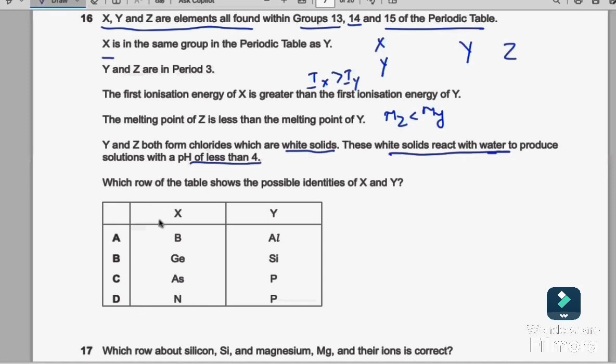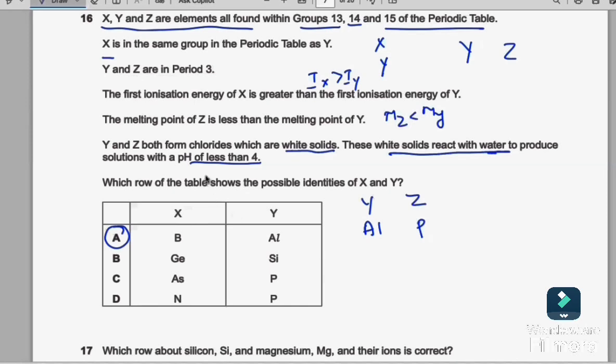Well, since they said X and Y are both in the same group, and the ionization energy of X must be greater than the ionization energy of Y, that means X is on top of Y. So the best description over here should be option A, which is boron and aluminium. Let's describe it further. If Y is going to be aluminium, and they said Y and Z are in the same period, so Z must be phosphorus here.